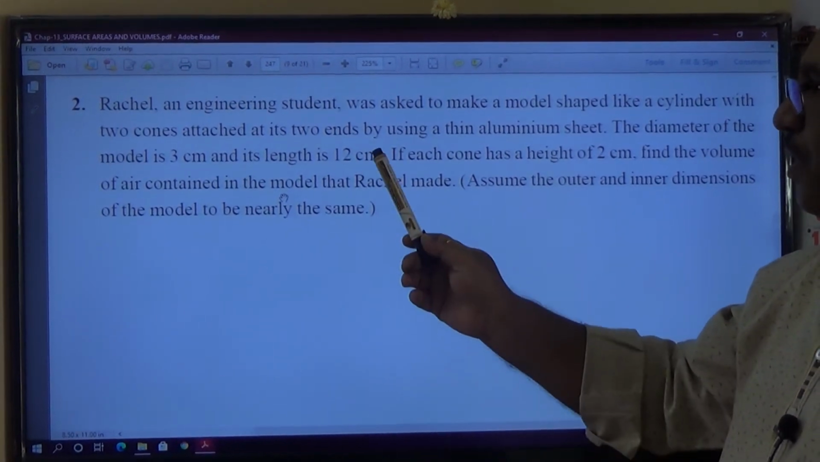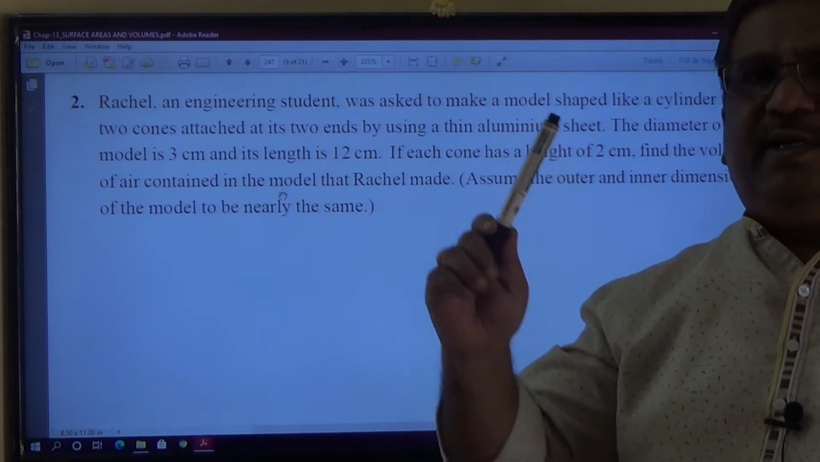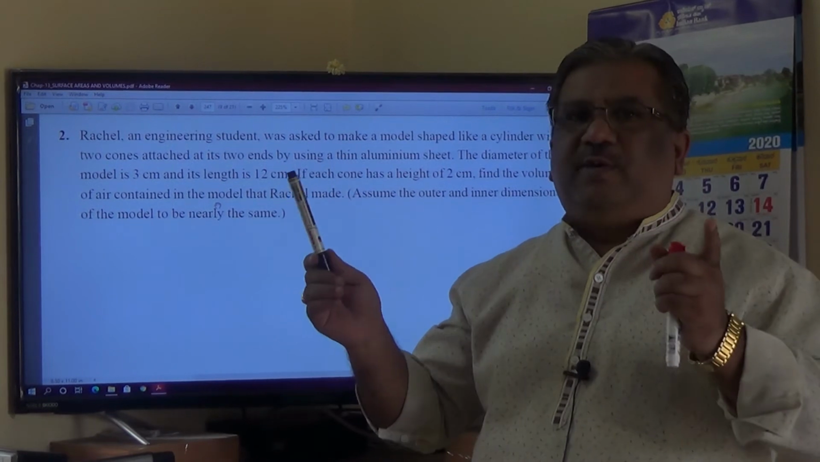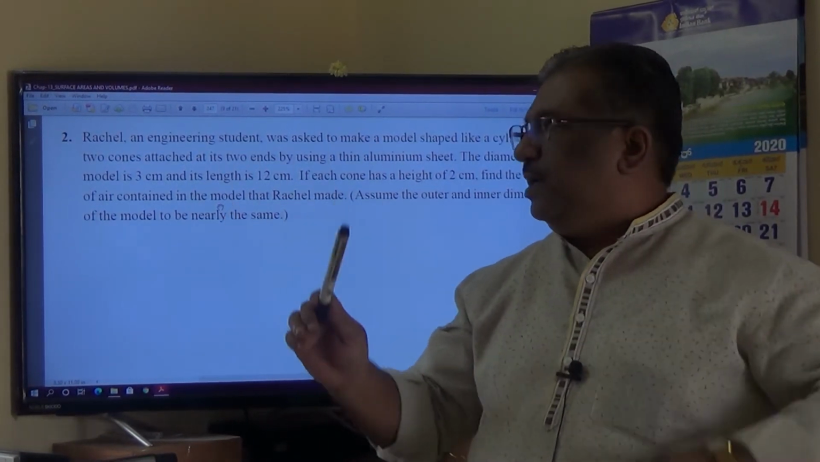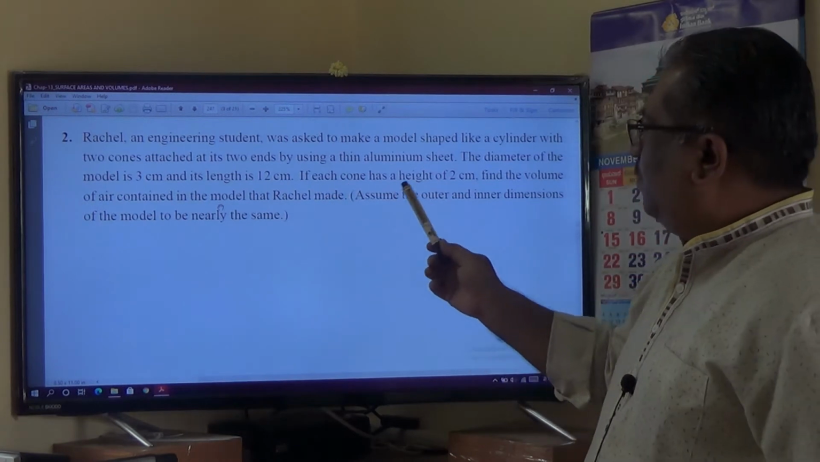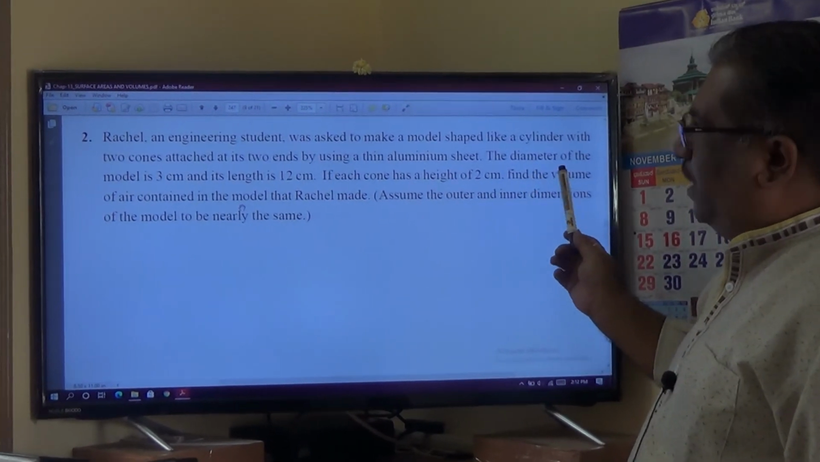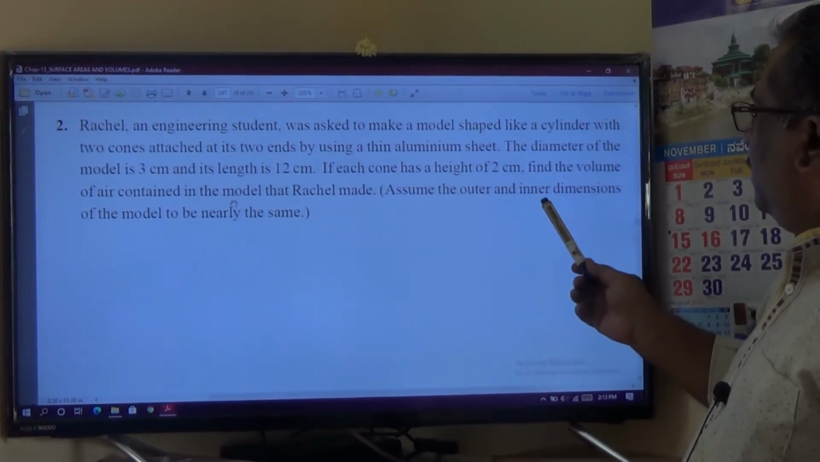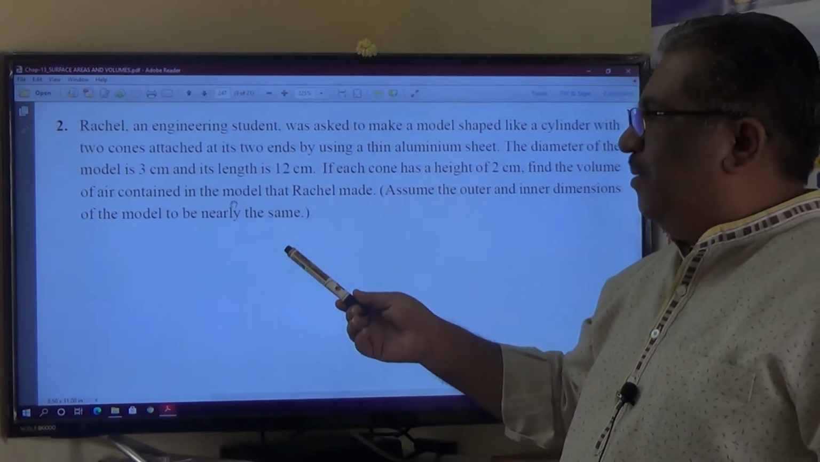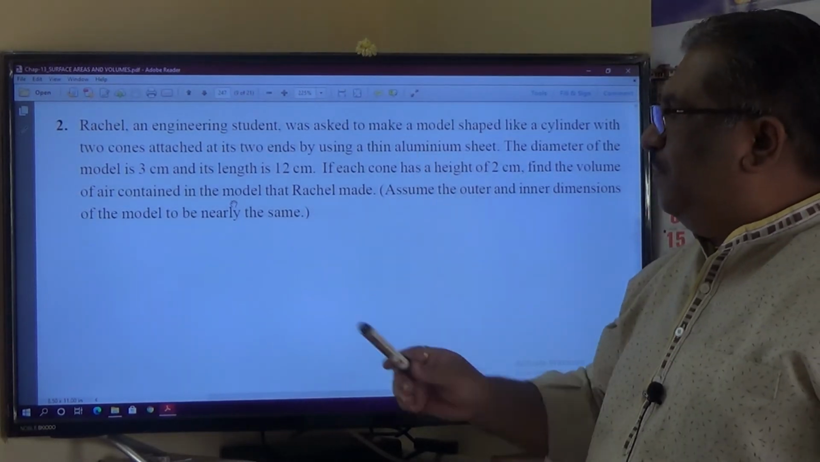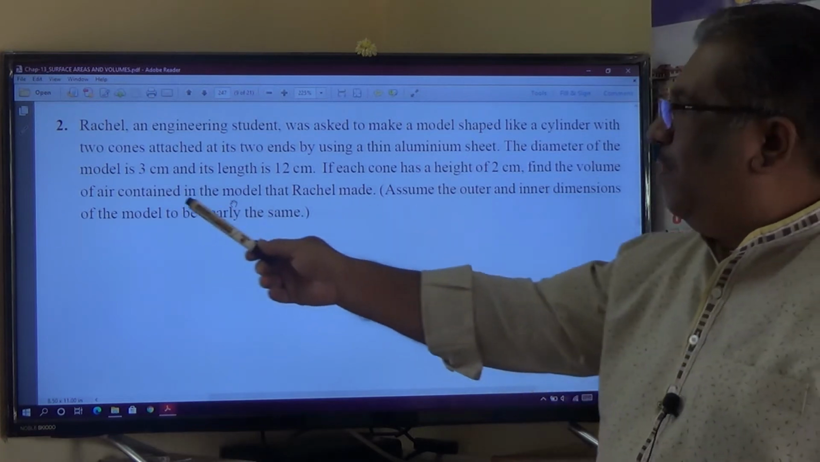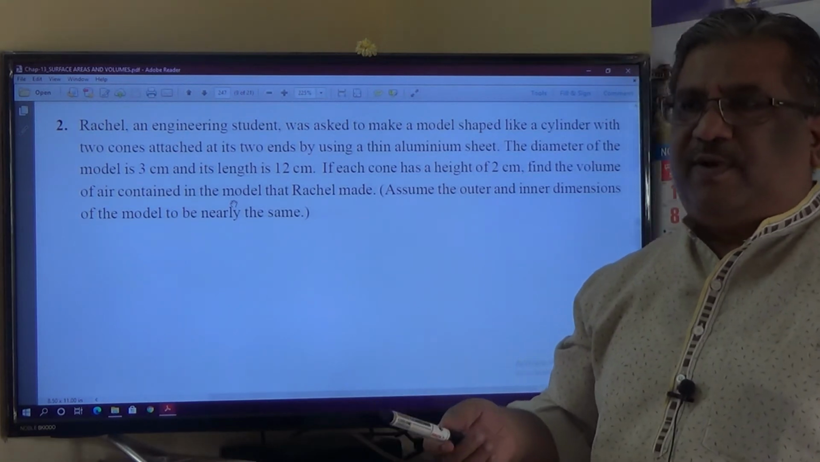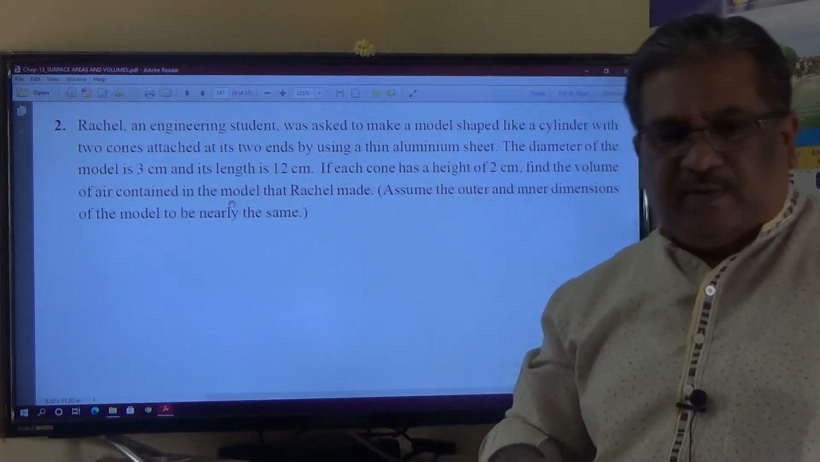Remember, the length is 12 centimeter means it is the entire length of the model. You understand? That is including the conical portions and the cylinder portion. The entire length is 12 centimeter. If each cone has a length of 2 centimeter, find the volume of the air contained in the model that Rachel made. Assume the outer and inner dimensions of the model to be nearly the same, meaning those are made up of thin sheets. So what is the question? The volume of air contained in the model is equal to the volume of the model itself directly, isn't it? Because those are made up of thin sheets. So let us solve this on the board.